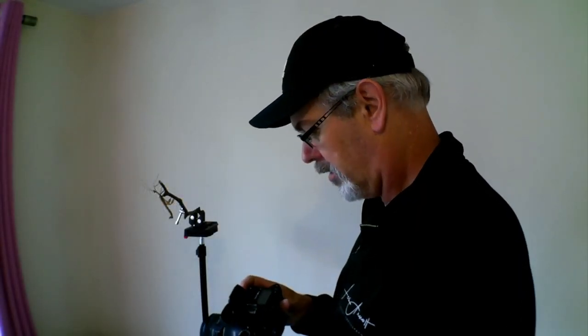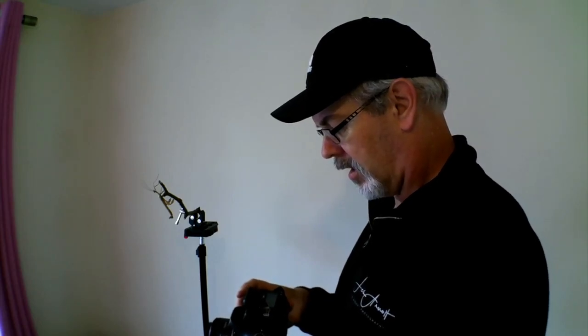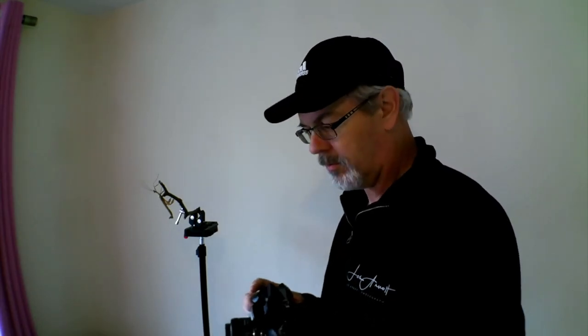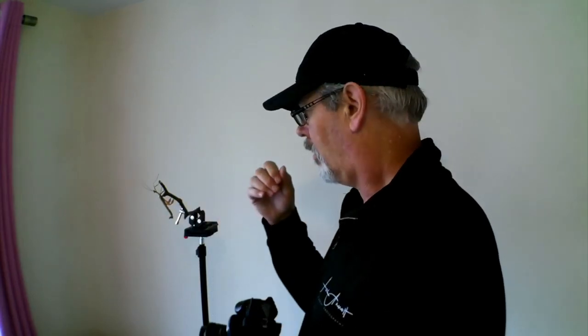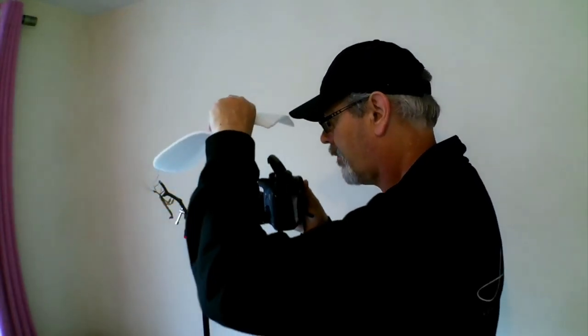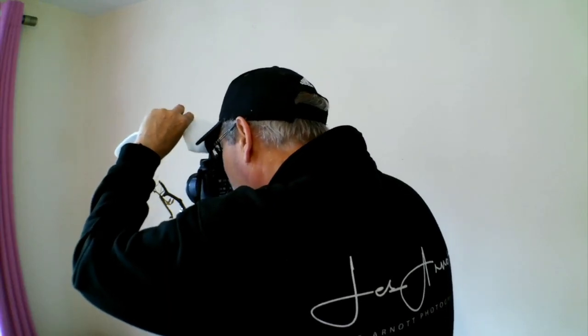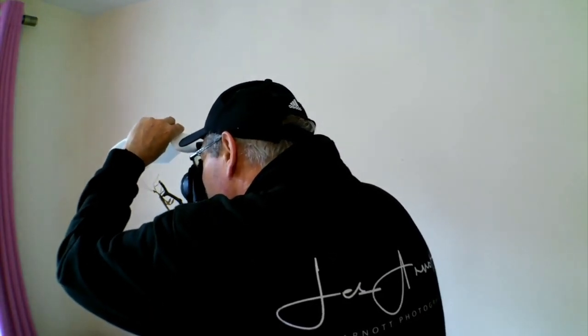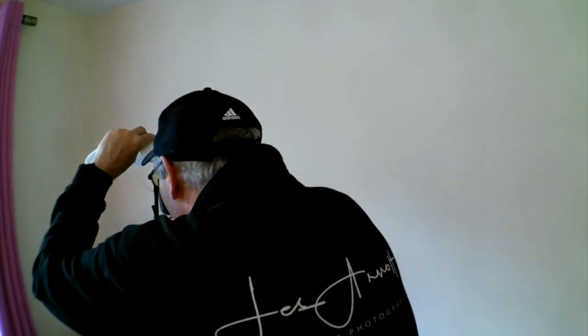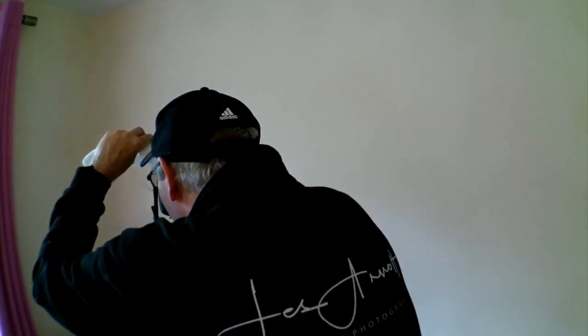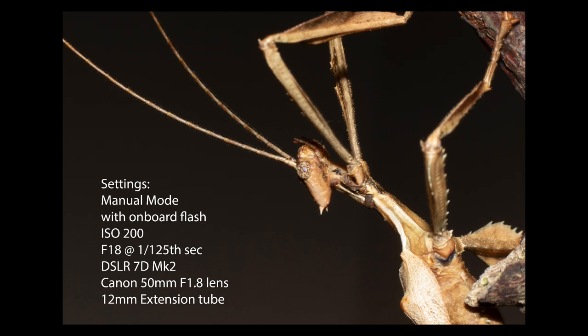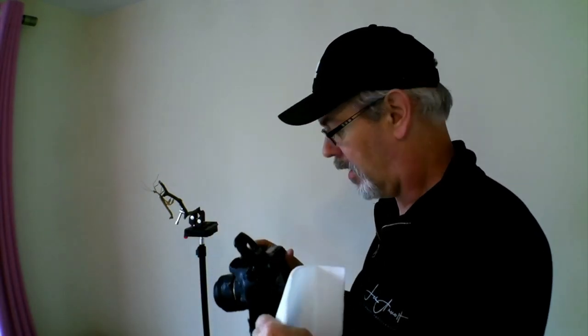I'm going to take another one, and what I'm going to do this time, I'm going to take the aperture to F18. And that will do a number of things. It will give me increased depth of field. And what it will also do is darken the background a little bit more. Hopefully. So let's try it again. If you wanted it a bit brighter, of course, you would open up the aperture back to F16 or something like that.